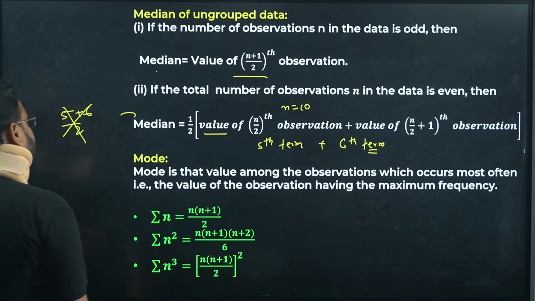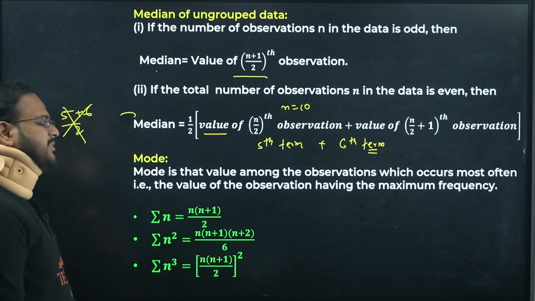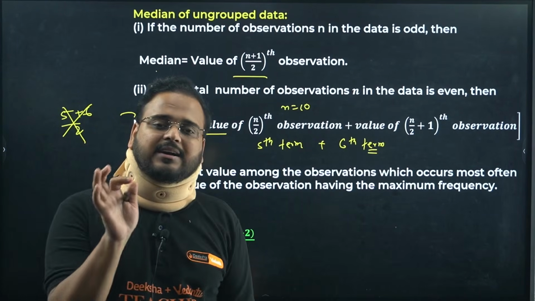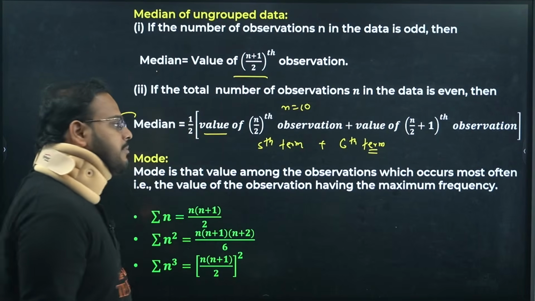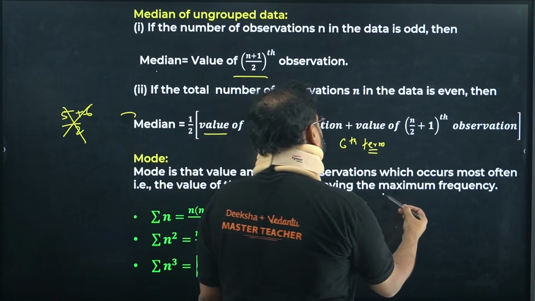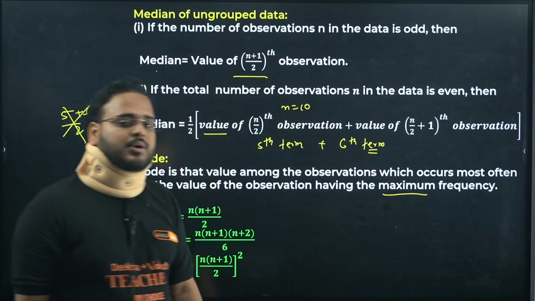Next, mode represents basically the data with the highest frequency. That's the easiest way to remember it. Whichever occurs the maximum number of times is called the mode.